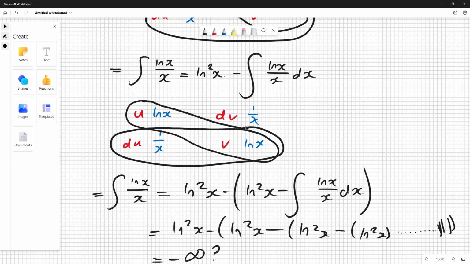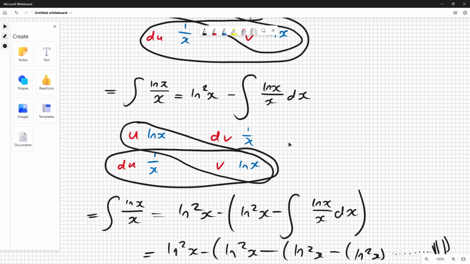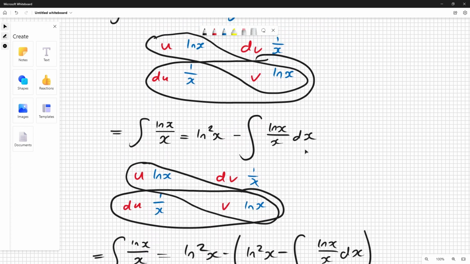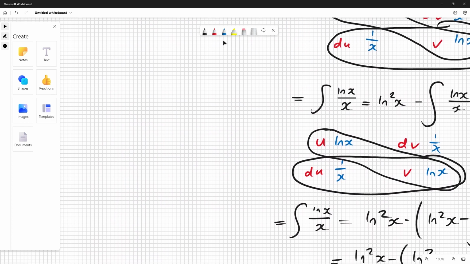Well, we didn't put these in the wrong spots. It would not have been 1 over x squared times this integral, because that's not how the LATE rule works. We actually have to go back to this stage right here. At this stage, we've written the integral of ln x over x is ln squared x take away the integral of ln x over x dx.